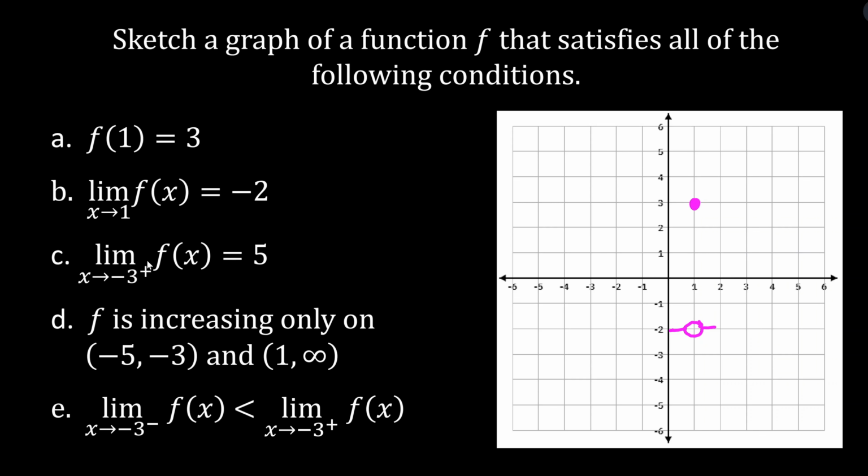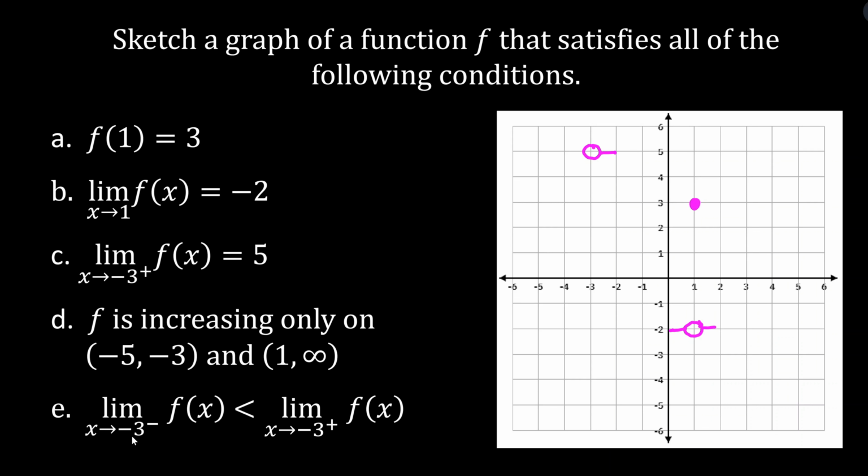The limit as x approaches -3 from the right is 5. All right, -3. I'm going to find 5 here, and we are approaching from the right. So I'm going to draw a little thing to the right. f is increasing only on -5 to -3 and 1 to infinity. Okay, I might save that for last. Let me read the last thing.